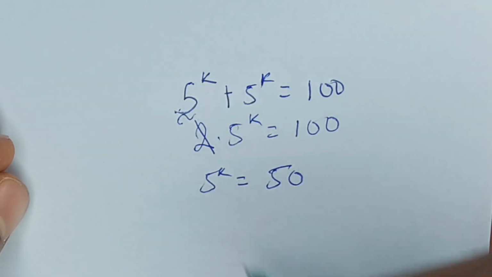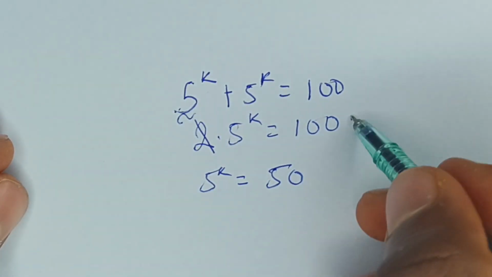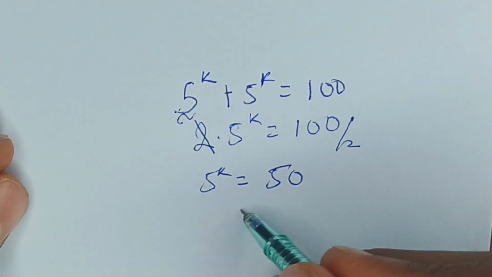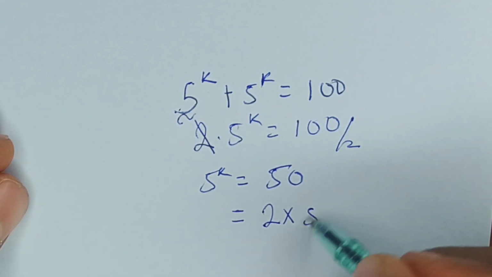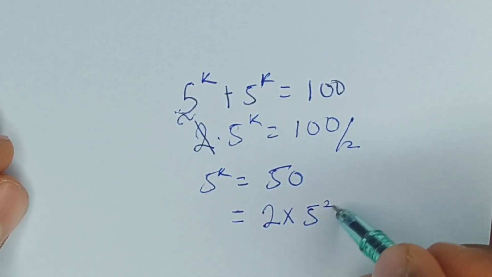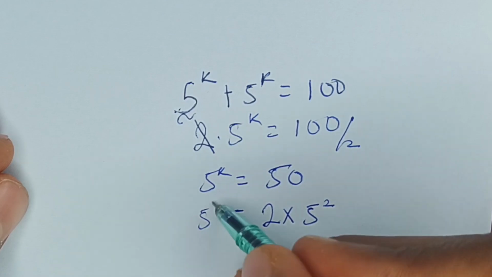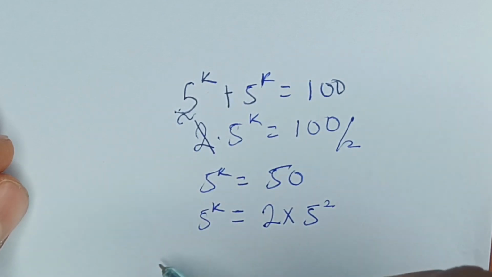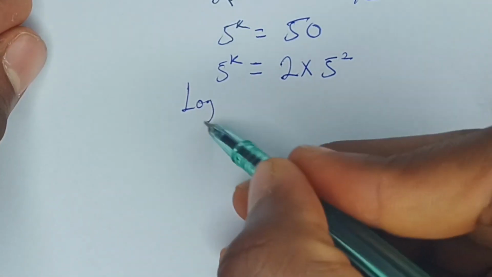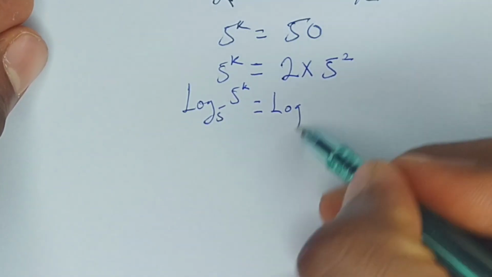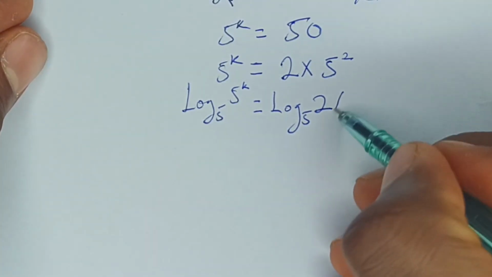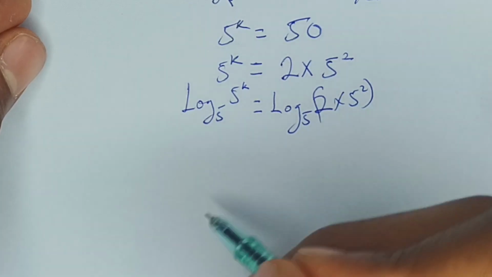50. Okay. Now, moving on, we now have that 50 is equal to 2 times 5 squared. Okay. And this is 5 to the power k. Now, let's take logarithm in base 5 of 5 to the power k to be equal to logarithm in base 5 of 2 times 5 squared.